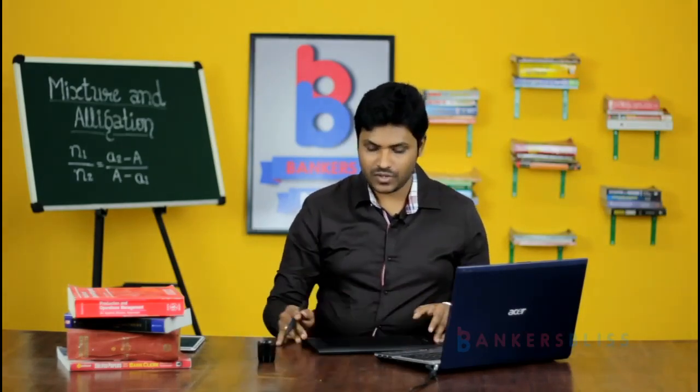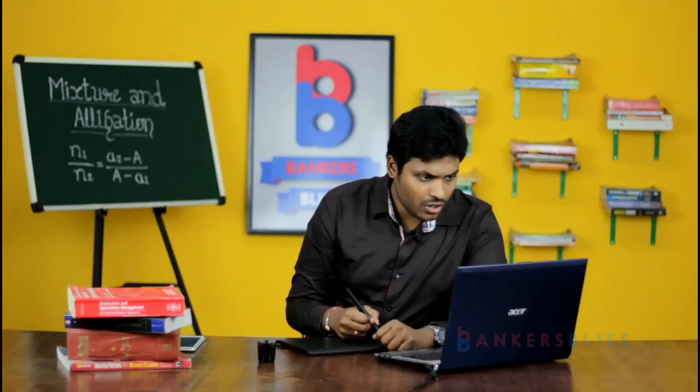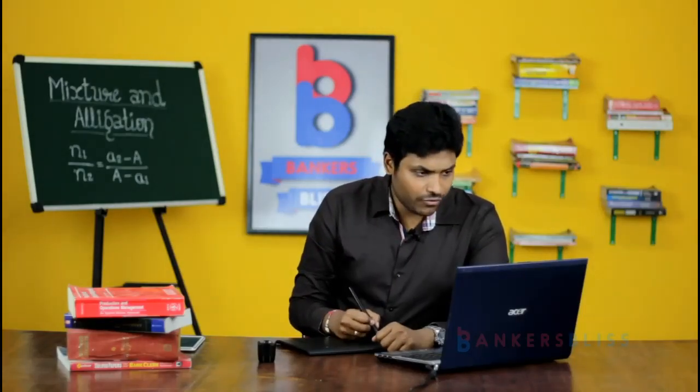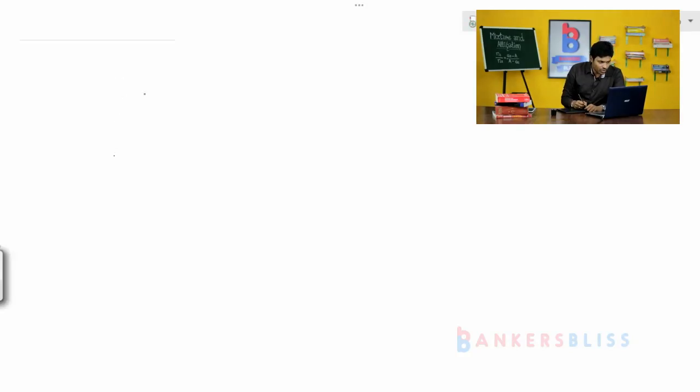See here, you have two qualities of rice, A and B. A costing rupees 40 per kg and B costing rupees 50 per kg. Like that, of A we have 20 kgs with us and of B we have 30 kgs with us.